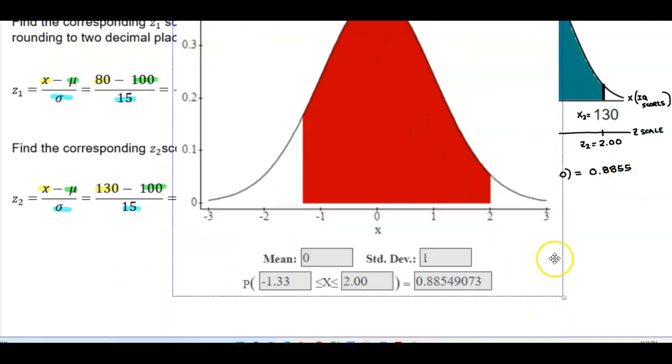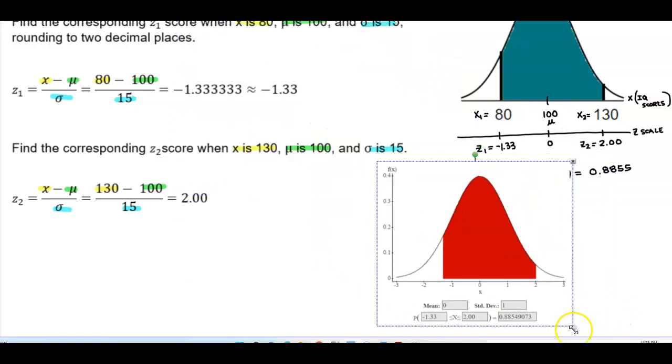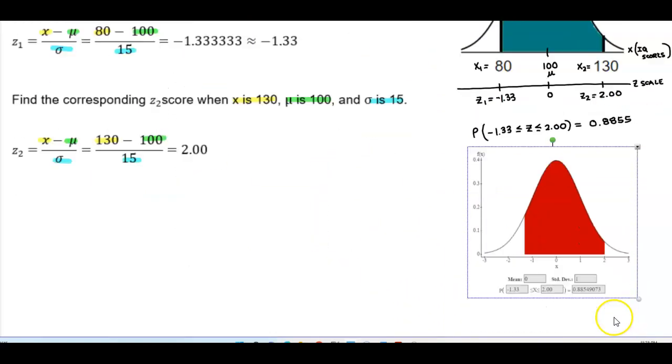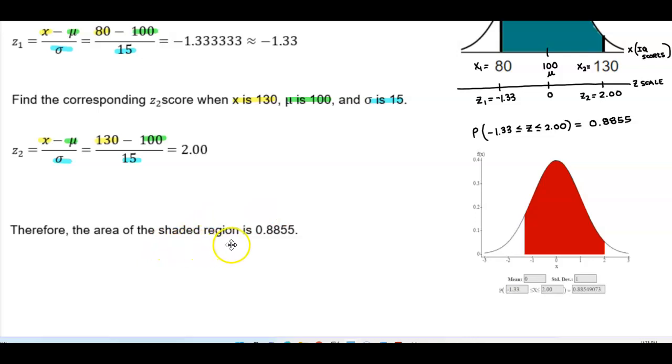And so let me go ahead and minimize this. You can see how it compares to our graph above, and that probability is the area that's in between those two z-scores. So therefore, we would say the following. The area of the shaded region is 0.8855.